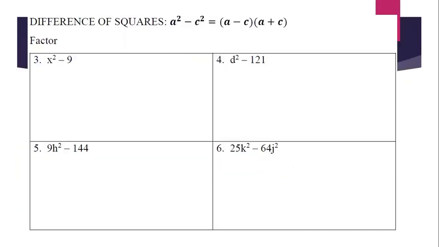All right, so what I would like for you to do is to practice it. You have 4 practice problems for today: x squared minus 9, d squared minus 121, 9h squared minus 144, and 25k squared minus 64j squared. Okay, you're going to complete these 4 practice problems and then check with a peer, a table mate, to make sure you did it correctly. All right, awesome.